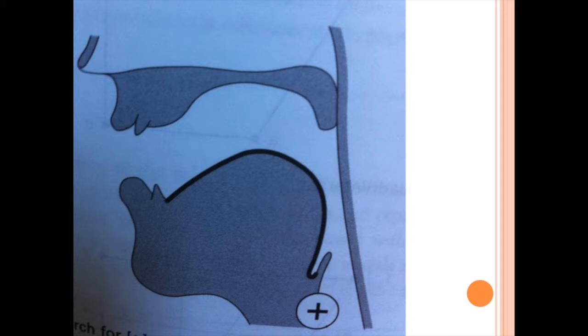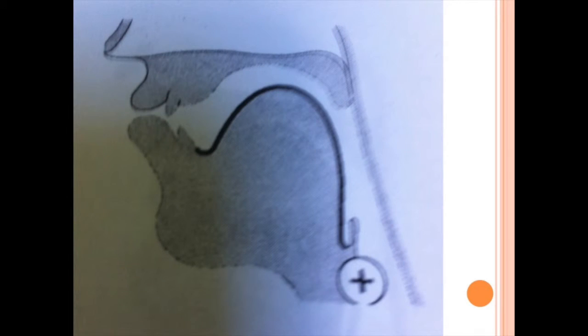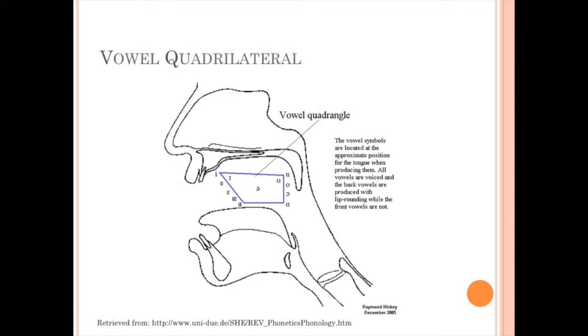You can see why your doctor wouldn't want you to say ah if they were trying to look down your throat. Finally, here's the tongue close to the top of the mouth and bunched in the back a bit for the oo sound. And thus these four symbols give you the vowel quadrangle or quadrilateral.